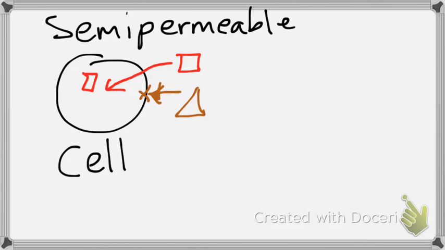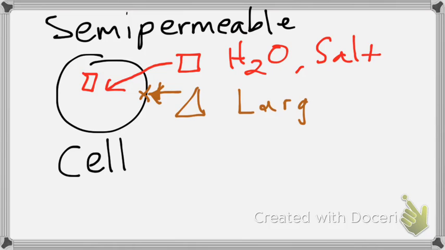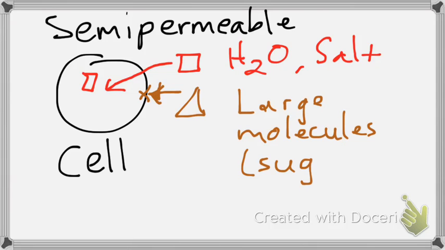So things like water, H2O, would be kind of like the square. Water can freely go into the cell. This would also include things like salt. Whereas large molecules or things like sugar get blocked by the cell membrane. That doesn't mean they can't get in. They just have to find a different way of getting in.